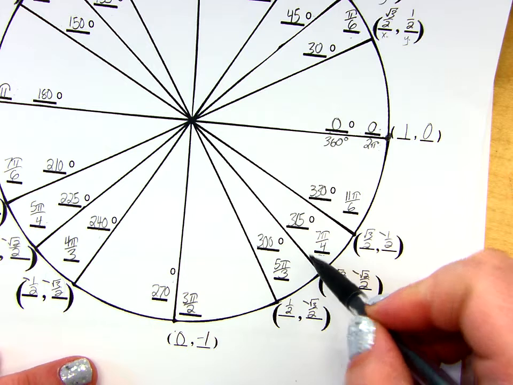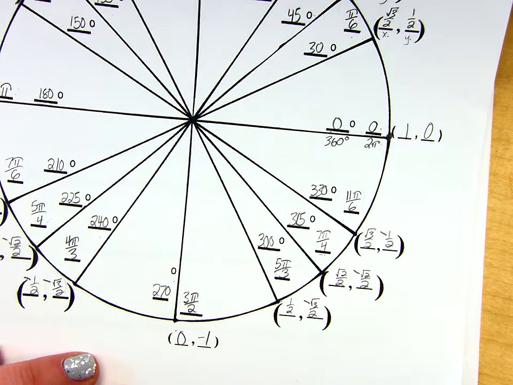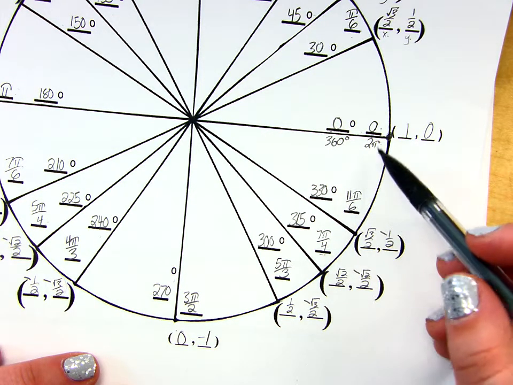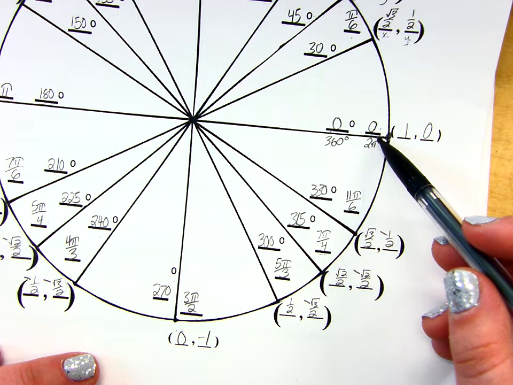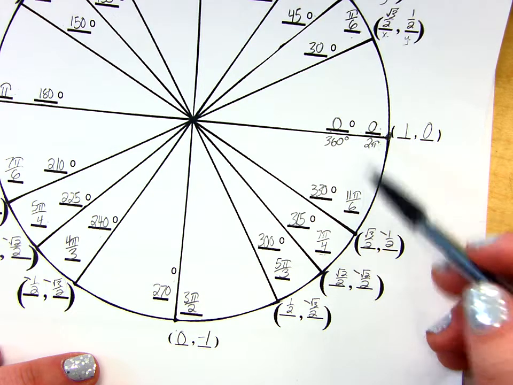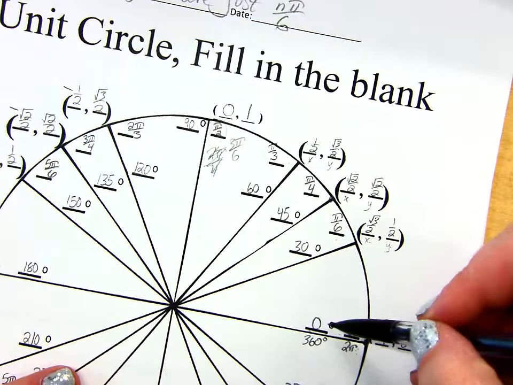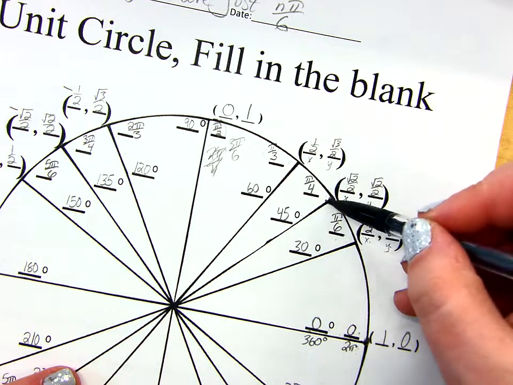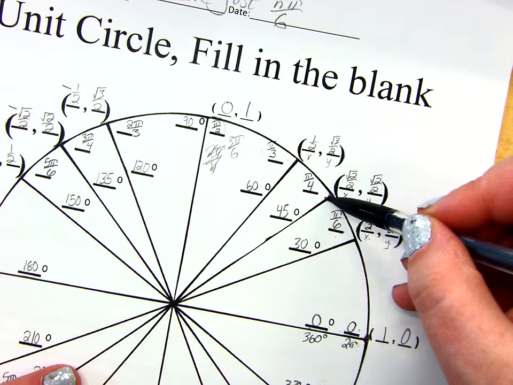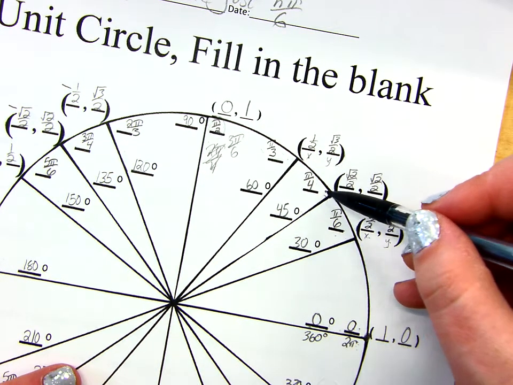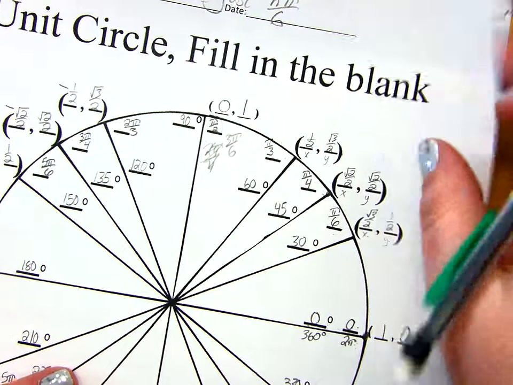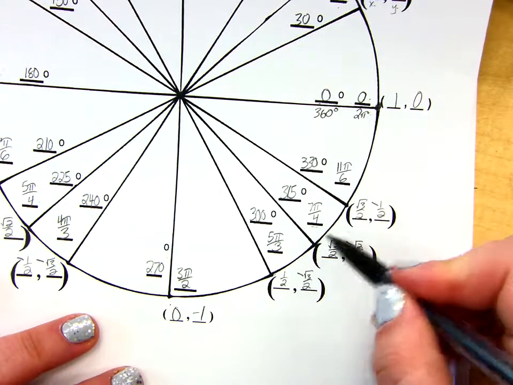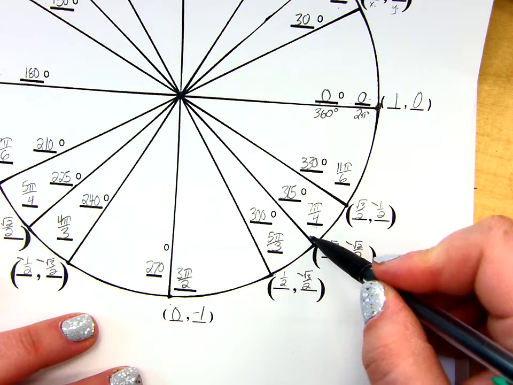Wait, so why does 1/4 then be there? Because if this is 2 pi, see how 1/4 pi was 45 degrees? So wouldn't negative 1/4 be negative 45 degrees? Right? Same idea. So I'm just going this way, 45.